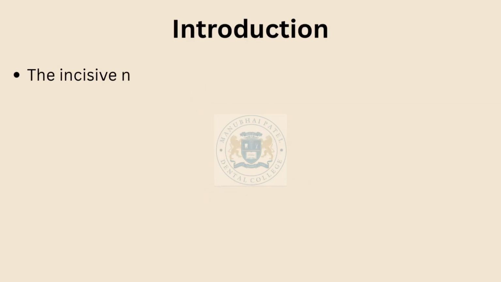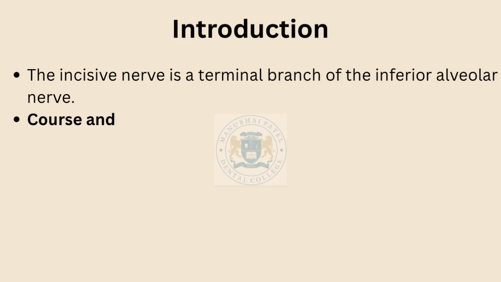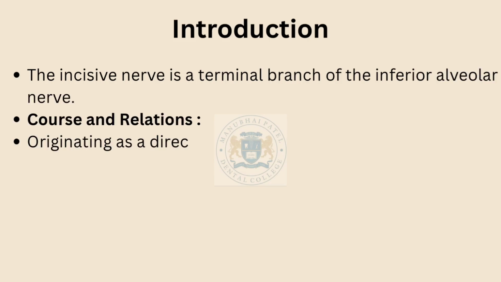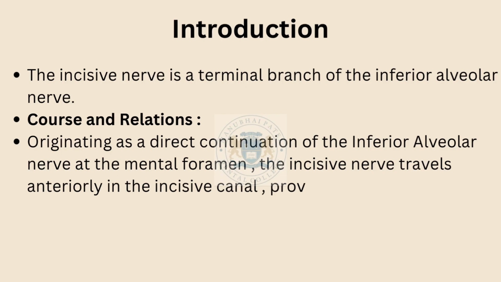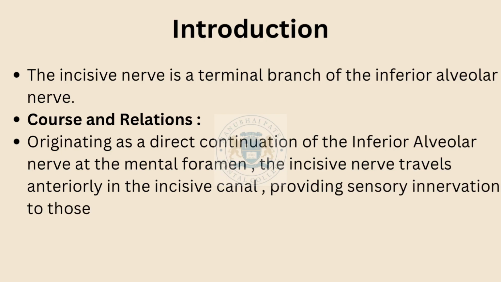The last mandibular nerve block which we will discuss is incisive nerve block. Starting with the introduction, the incisive nerve is a terminal branch of the inferior alveolar nerve. Its course and relations: originating as a direct continuation of the inferior alveolar nerve at the mental foramen, the incisive nerve travels anteriorly in the incisive canal, providing sensory innervation to those teeth located anterior to the mental foramen.